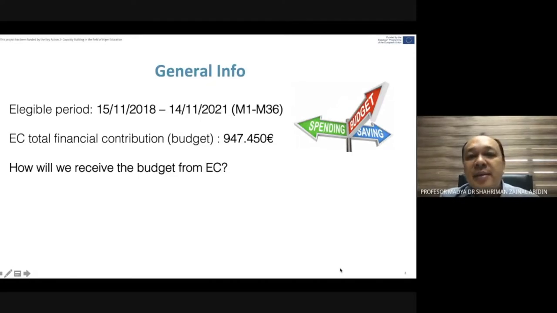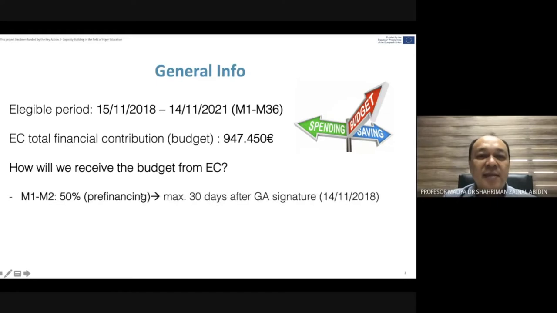And then in this particular project, on general info, it is eligible for a 3-year project. This means we need to know that for 3 years per project, we get almost 1 million euro. And how we receive the budget: in month one, month two, the coordinator will get 50% pre-financing. Meaning the coordinator from Spain already holds 50% of the 1 million euro.